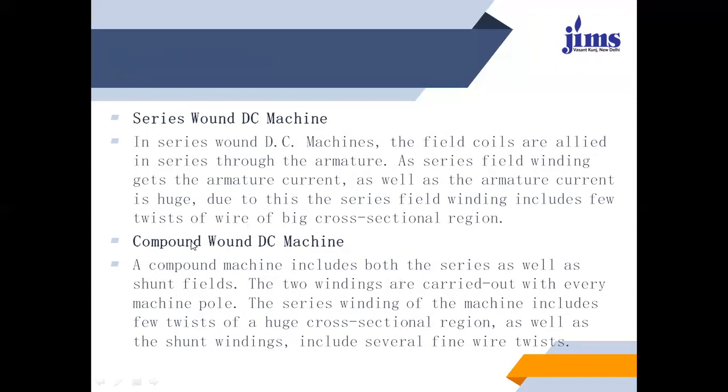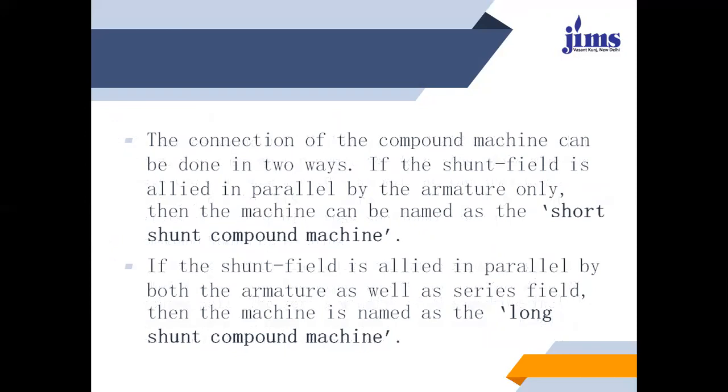Another DC machine is the compound wound DC machine. A compound machine includes both the series as well as the shunt field windings. Two windings are carried on every machine pole. The series winding includes a few turns of a large cross-sectional area, while the shunt winding includes several turns of fine wire. So these are the basic differences.